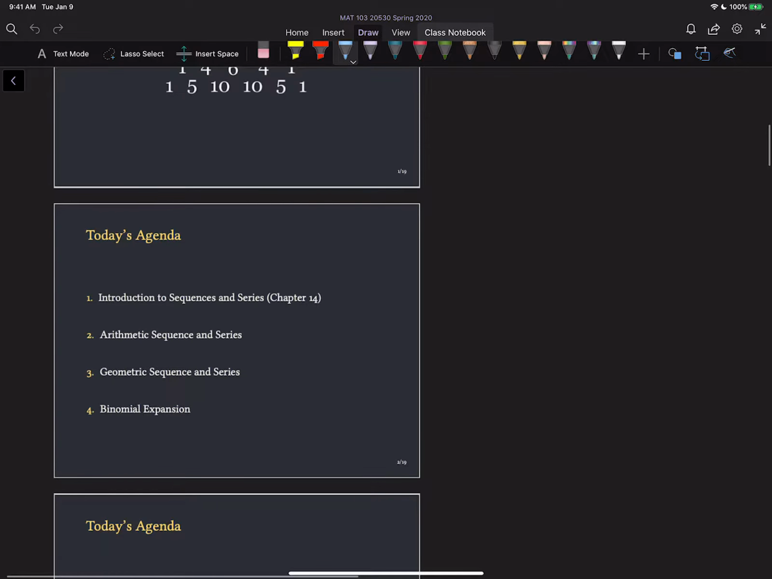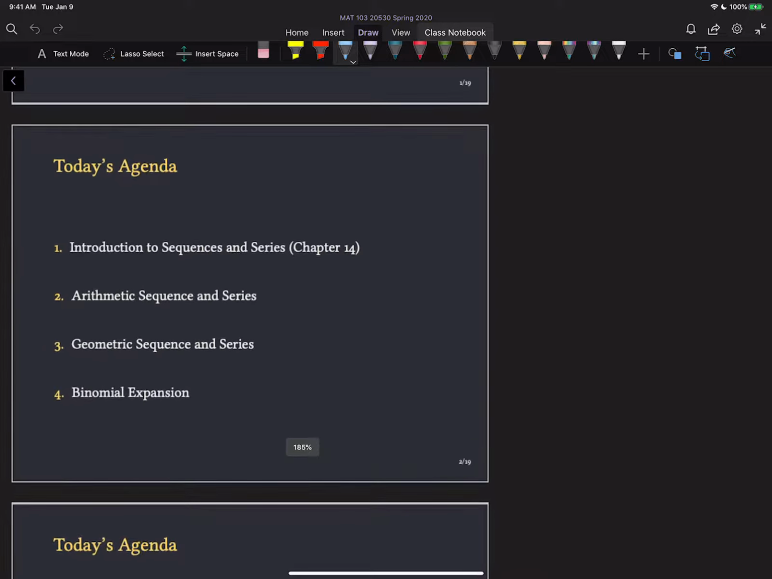Let's look at the agenda that we're going to cover today. So we're going to talk about introduction to sequences and series. And then we're also going to talk about two types of sequence and series. They are arithmetic sequence and series, geometric sequence and series. We're not going to talk about binomial expansion. If you're interested, please read the textbook.